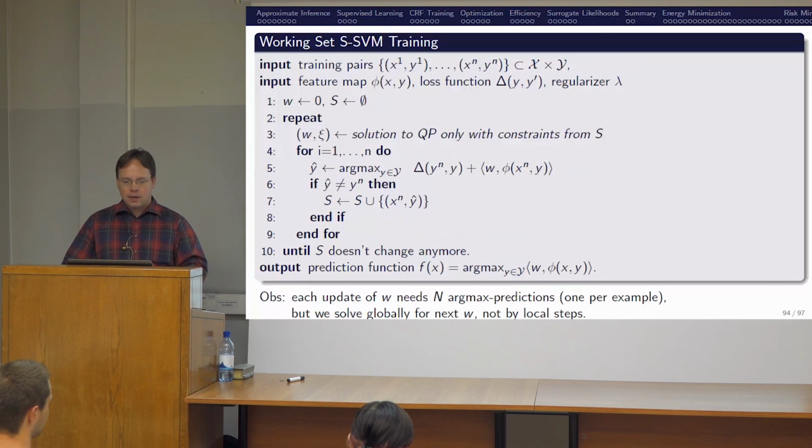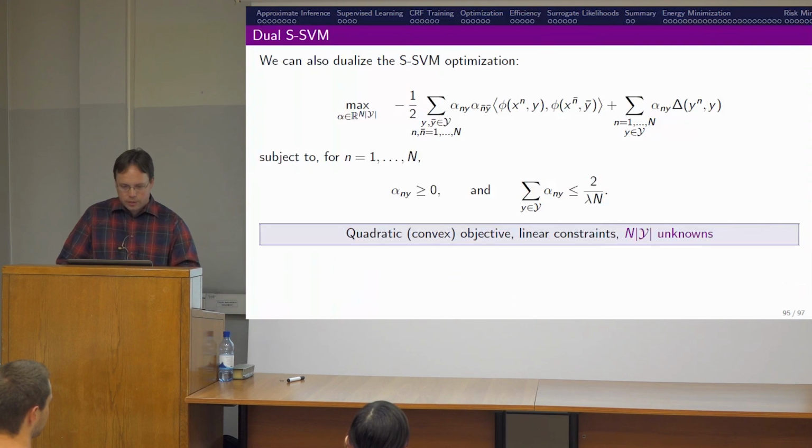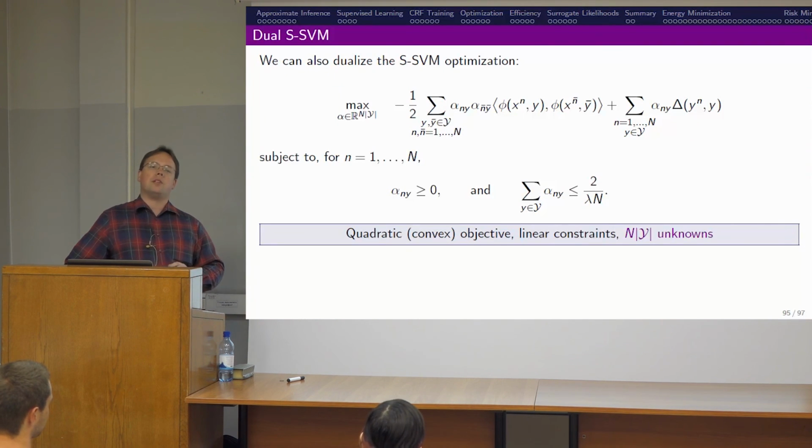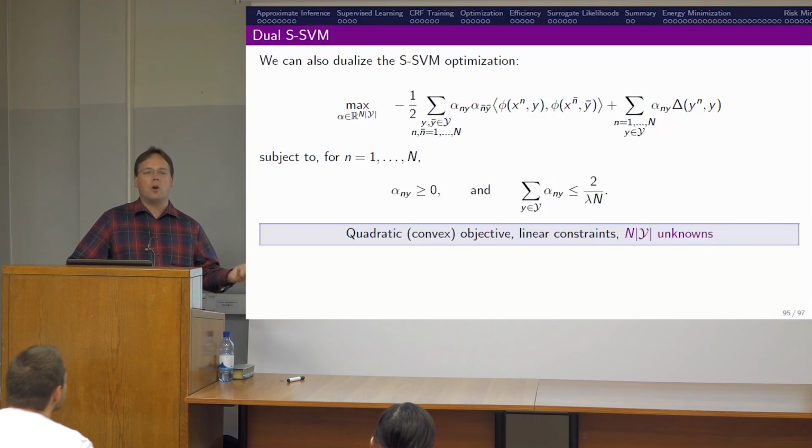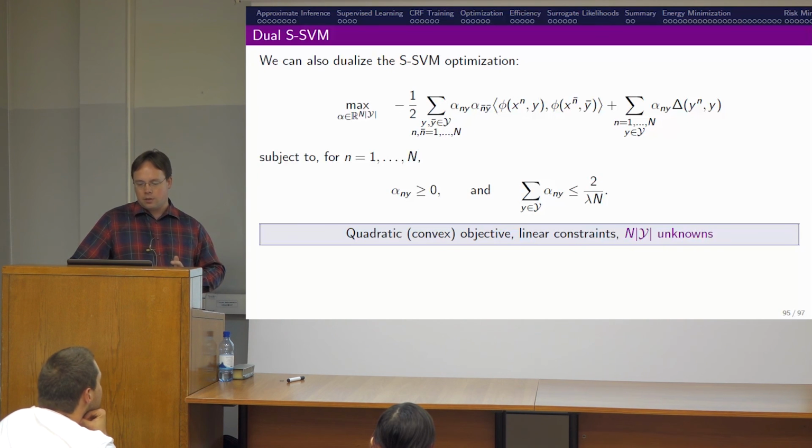Okay, this is the algorithm. I just talked about it. If you know about convex optimization, you can also know about dualization. And structured SVMs are one of the examples which you can beautifully express in dual form and then solve in the dual objective form instead of in the primal.